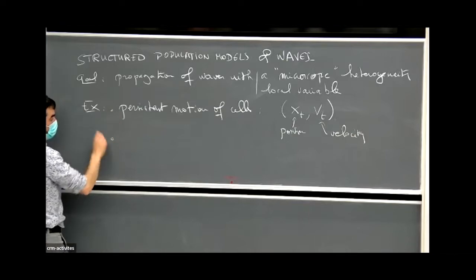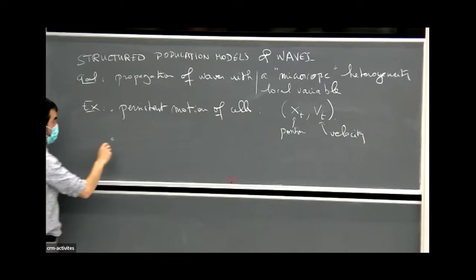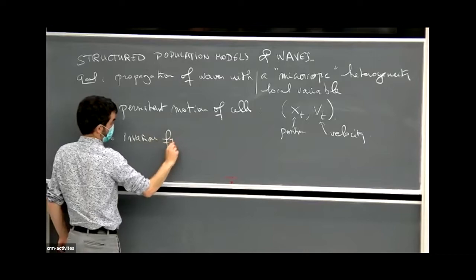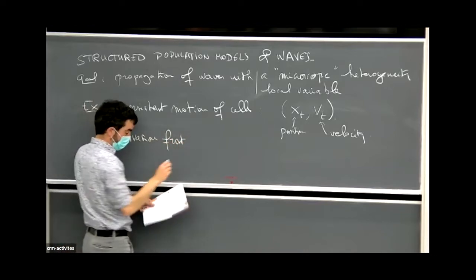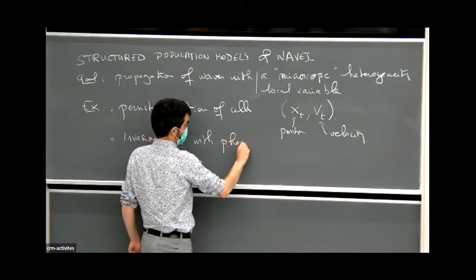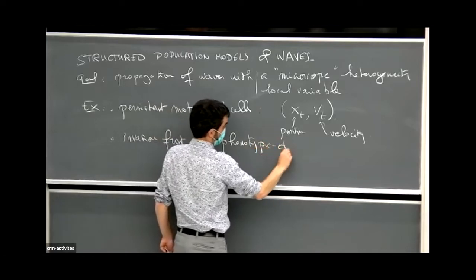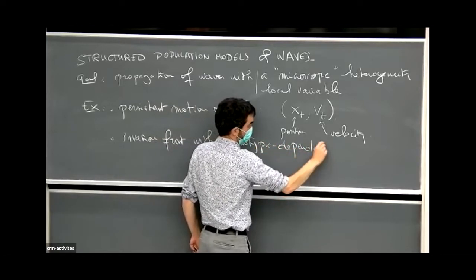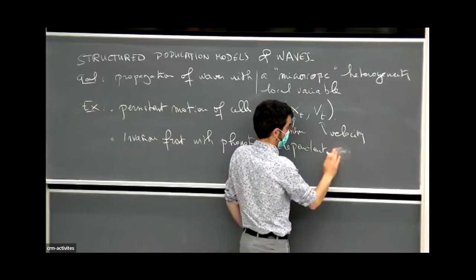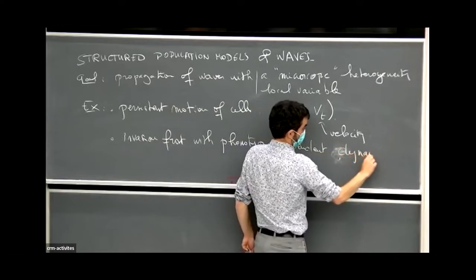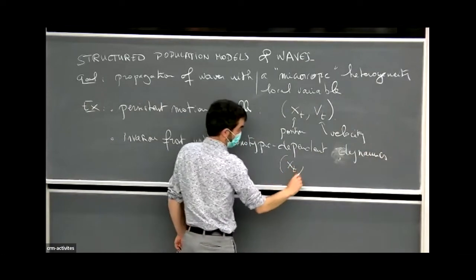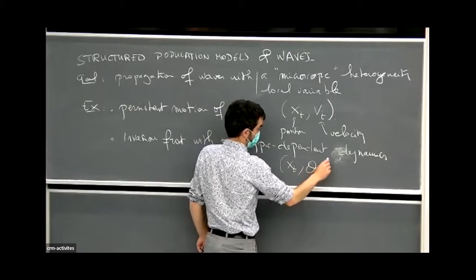And another example I will discuss later next week is when you have an invasion front of a given species in space with a phenotypic dependent growth rate or dynamics. In this case, we will have x of t the position, and let's call it theta of t the trait of your individual.